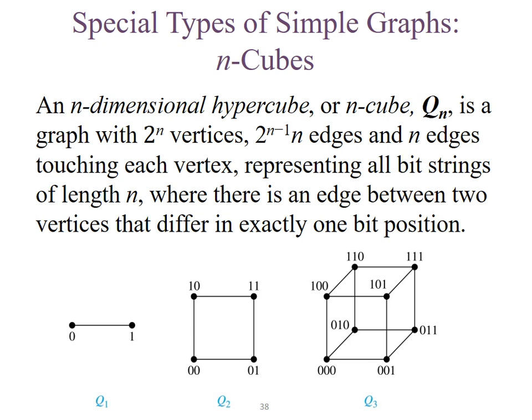Okay, maybe we can consider the starting bit is 0. Okay, so this is the first Q2. This is the second Q2, starting the bits by 1. And then we connect the corresponding vertices. Then we can build Q3 from Q2. Alright, so this is the simple graph hypercube.